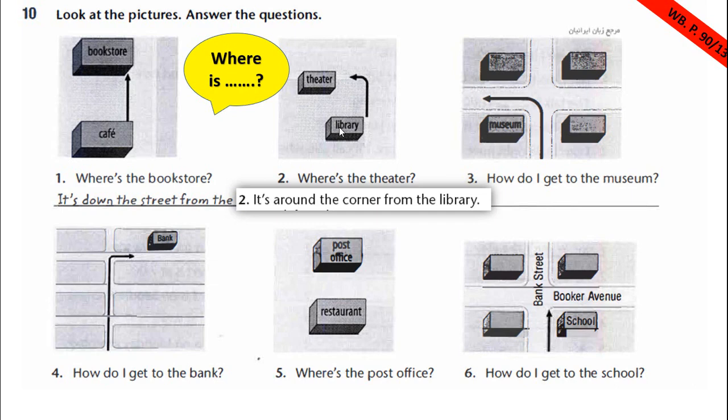Okay? Number 3. How do I get to the museum? How do I get to the museum? And again, it's easy. What do you mean by museum? Museum is a place where exhibits are kept. How do I get? It's a question about the way, right? Didn't we learn it in today's lesson? How do I get to the museum?